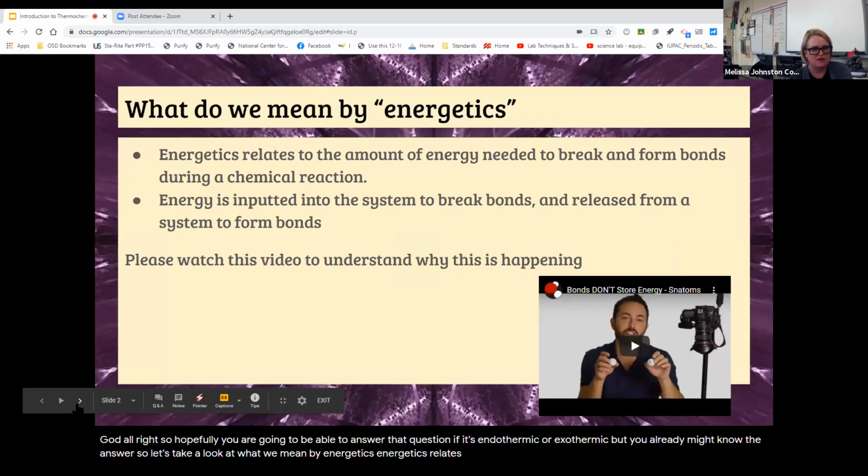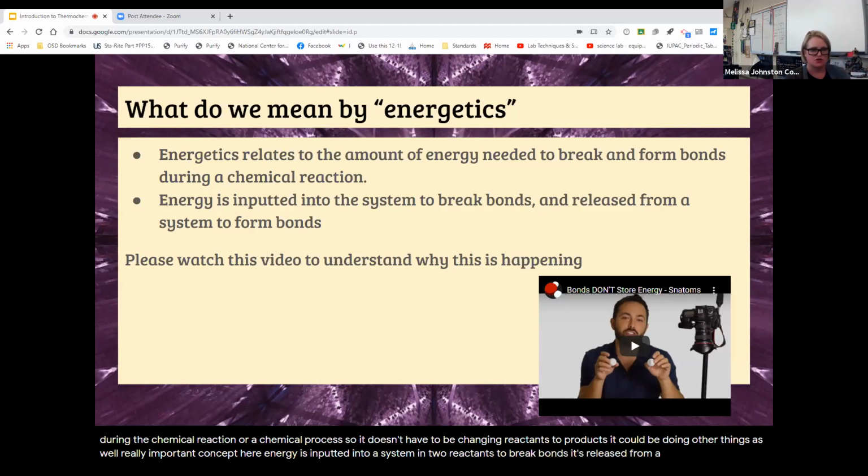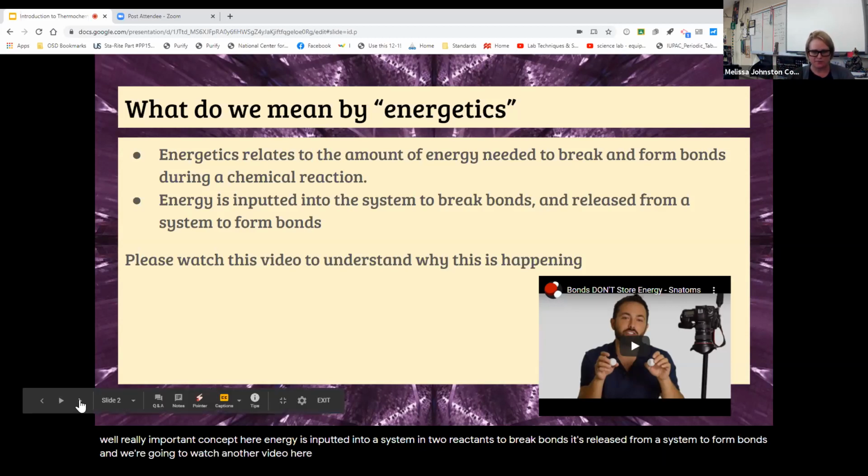Energetics relates to the amount of energy needed to break and form bonds during a chemical reaction or a chemical process. So it doesn't have to be changing reactants to products. It could be doing other things as well. Really important concept here: energy is inputted into a system, into reactants, to break bonds. It's released from a system to form bonds. And we're going to watch another video here so you can see why that happens.